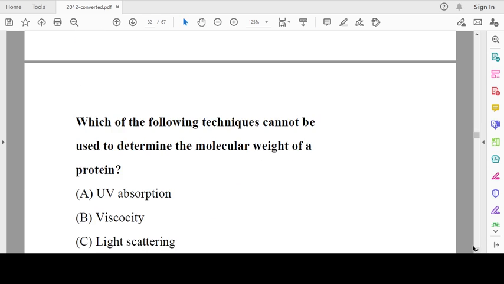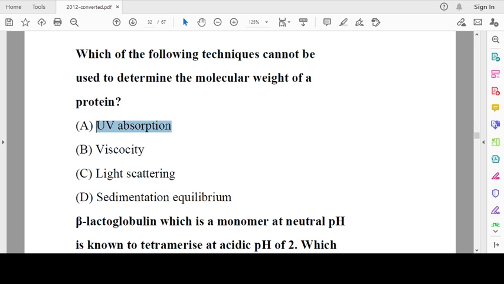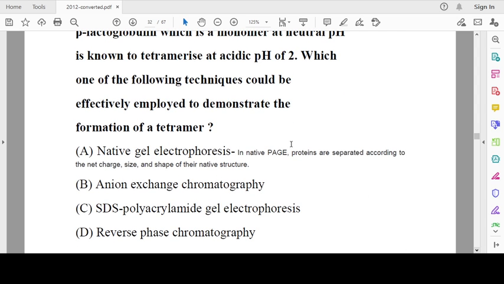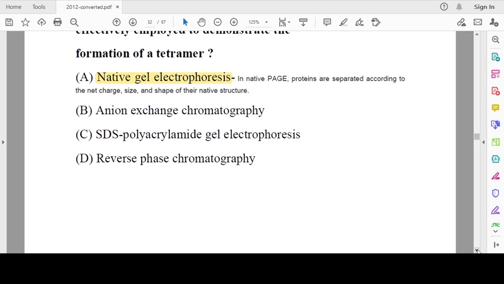Next, which of the following techniques cannot be used to determine the molecular weight of protein? It is UV absorption. It is not able to determine the molecular weight of protein. Beta globulin, which is a monomer at neutral pH, is known to tetramerize at an acidic pH of 2. Which of the following techniques could be effectively employed to demonstrate the formation of tetramer? The correct option is native gel electrophoresis, and in native gel electrophoresis, protein will be separated based on net charge, size, and shape of the native structure.